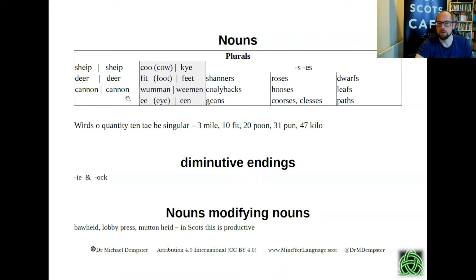So you've got these words. Just keep an eye out for them. You just need to learn them because they're irregular. There's no really strong rule that does that.